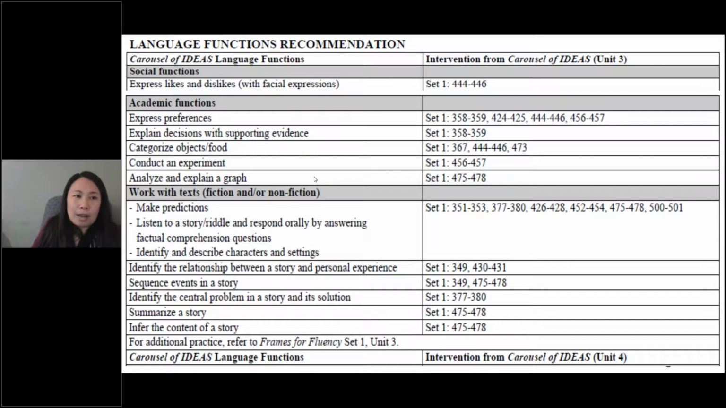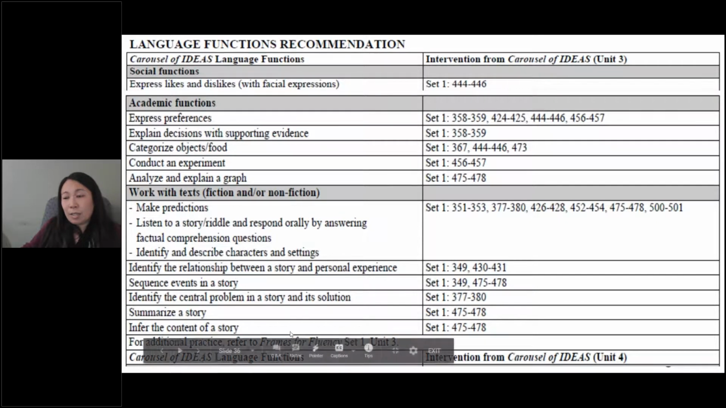So for example, analyzing and explaining a graph. We can show a graph and say, here's the graph, but we forget to have students really comprehend what's happening in that graph. Making predictions, I'm sure a lot of you do that, but then what about sequencing or summarizing or inferring the content from a story? So these are very good to do, and you can see here from Carousel where you might do that.